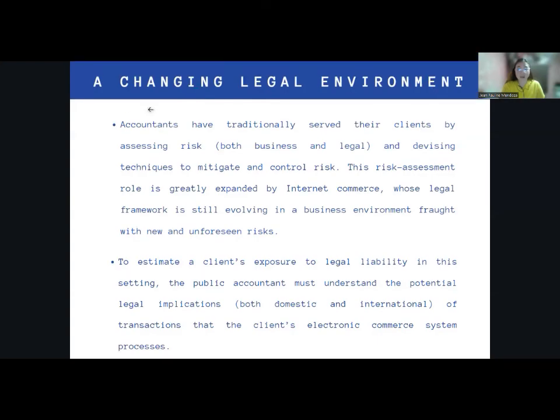So last is the changing legal environment. Accountants have traditionally served their clients by assessing risk and devising techniques to mitigate and control risk. This risk assessment role is greatly expanded by internet commerce, whose legal framework is still evolving in a business environment fraught with new and emerging risks. To estimate a client's exposure to legal liability in this setting, the public accountant must understand the potential legal implications of transactions that the client's electronic commerce system processes. For example, a web page from which customers order goods opens the organization to national and international business communities and exposes it to multiple possibly conflicting legal statutes. Legal issues relating to taxes, privacy, security, intellectual property rights, and libel create new challenges for the accounting profession, which must provide clients with rapid and accurate advice on a wide range of legal questions.